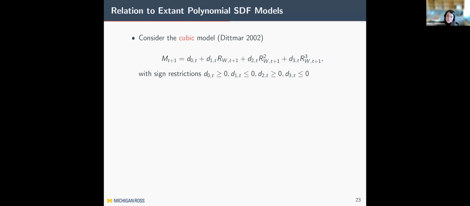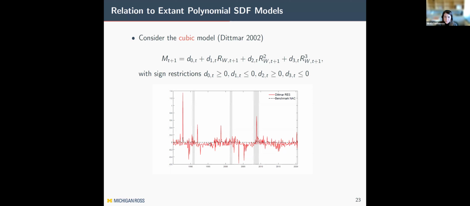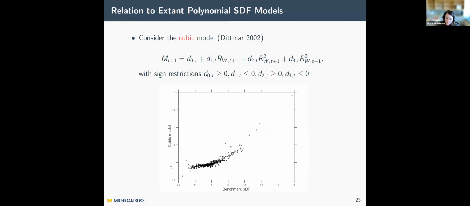So our NAC is going to be orthogonal, so it's going to have no price impact, but it's also going to have minimal volatility. So I'm plotting here the difference between the two. Ours is going to be the dashed black line, and the residual, the difference between the nonlinear cubic model and the linear one, is going to be the red line. So you see that it's going to have a larger volatility, but also a huge price impact because this residual is going to have a 70% correlation with the linear model. And if one were to plot the two stochastic discount factors, they are going to deviate substantially, and more so in the tails.